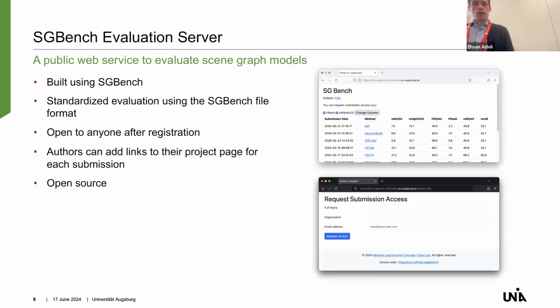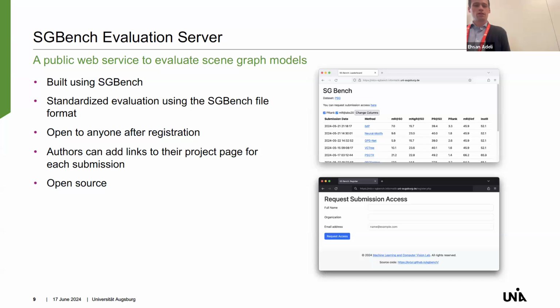The last thing that we've built is an evaluation server, where you can upload these files and it evaluates the scores for you. With this web service, you can guarantee that everyone uses the same evaluation code, which I think is quite beneficial if you want to prove that you haven't tried to trick someone with your evaluation method, for example.